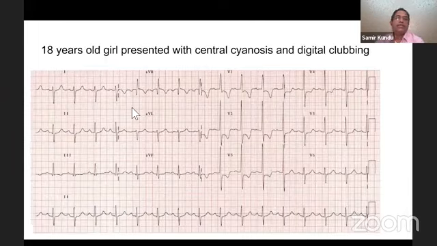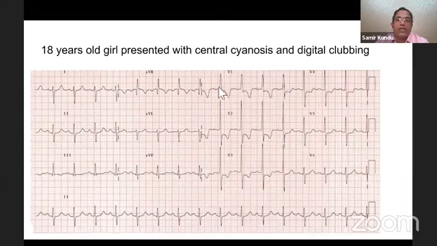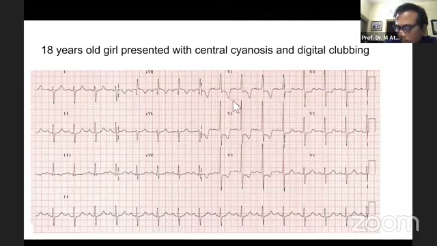This is an 18 years girl presented with central cyanosis and digital clubbing. Her right axis deviation is present. There is a tall R wave in V1, J point depression, ST depression, and asymmetrical T wave inversion. That means right ventricular hypertrophy with strain pattern.